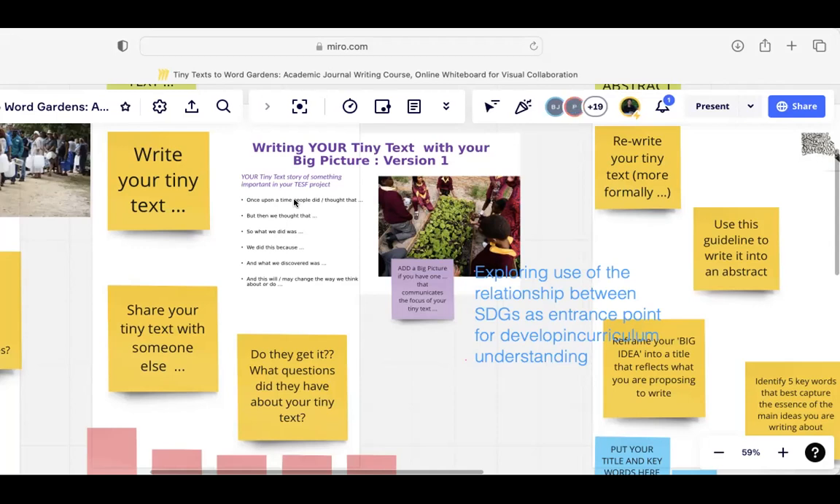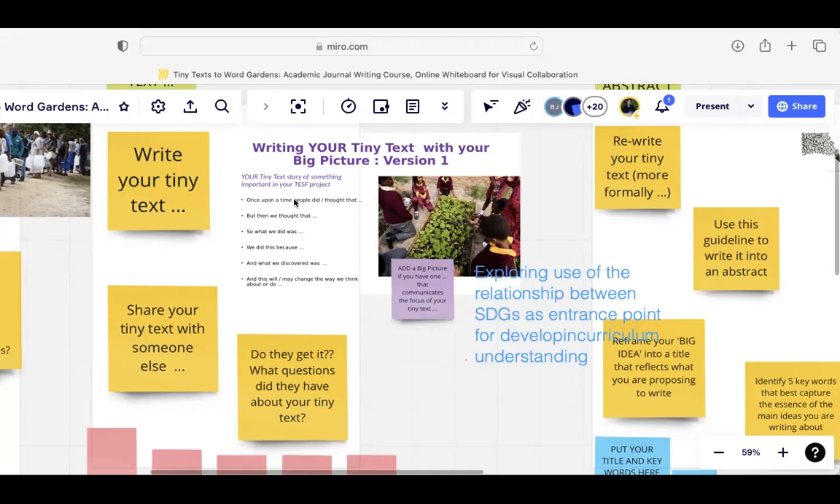Okay, so very important, this process of being free to write your tiny text. Feel free, enjoy it, have fun doing it. Then what you'll do is you'll share it with someone else. You can read it to them, or you can just tell them about it. And then you have to ask them, do you get it? And do you have any questions? And you must make notes about that.